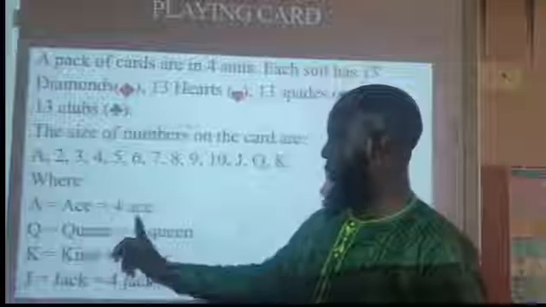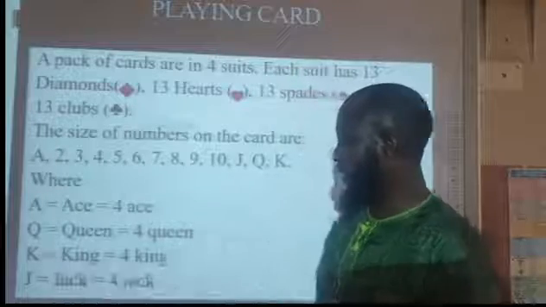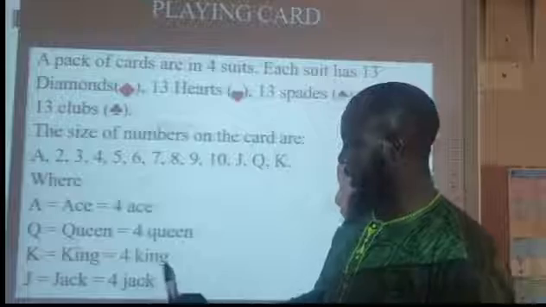So in each of them, we have 13, 13, 13. The signs of numbers on the card are A to K. We have numbers 2 to 10, then A, J, Q, K. A is ace, and Q is queen, and there are 4. Then K is king, and J is jack.